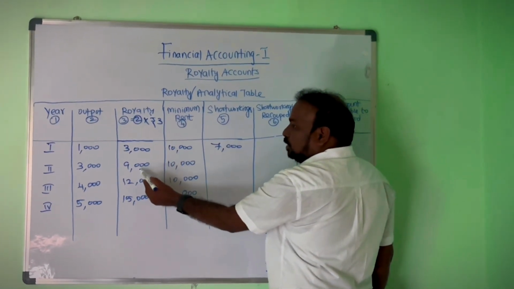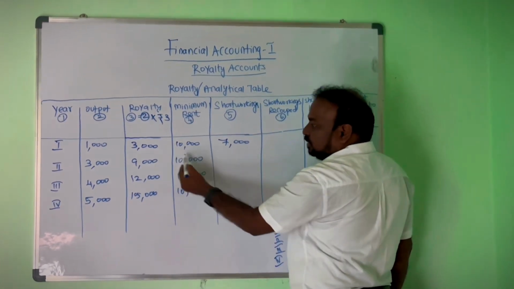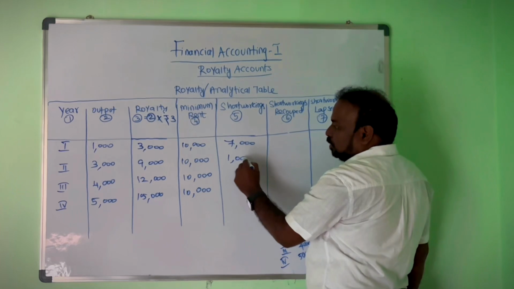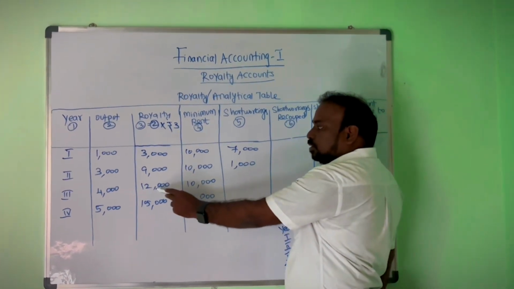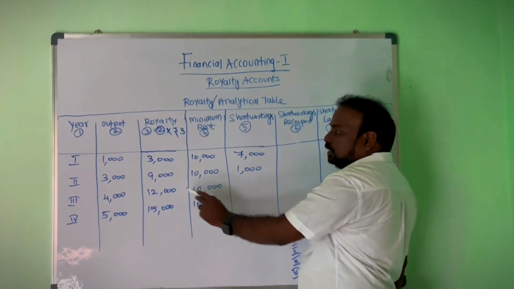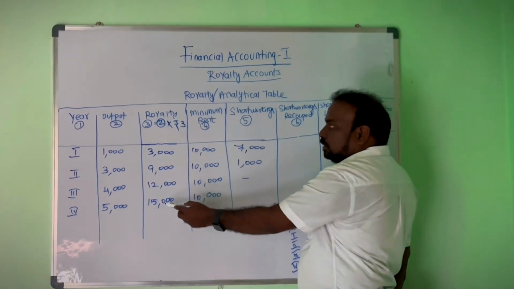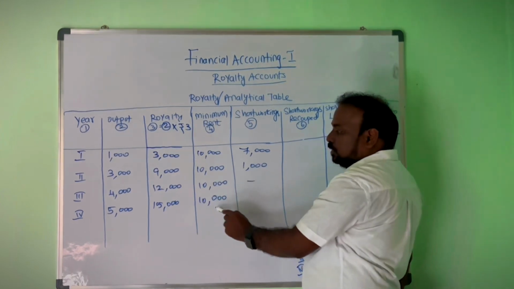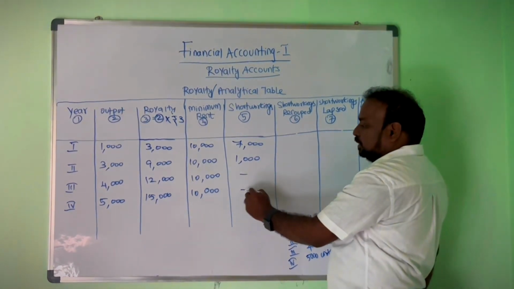Second, royalty is 9,000, minimum rent is 10,000. Royalty is less than the minimum rent by 1,000. This 1,000 is called as short working. Then see the third one. Royalty is more than the minimum rent. The difference is 2,000. That is called as surplus. Then here also royalty is more than the minimum rent. The difference is 5,000. That is also called as surplus.